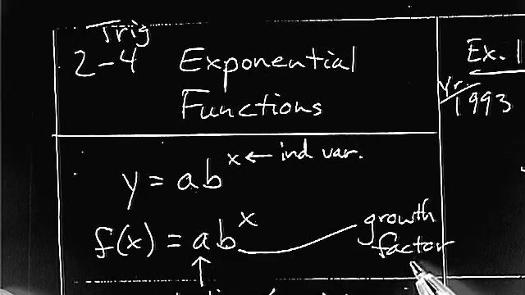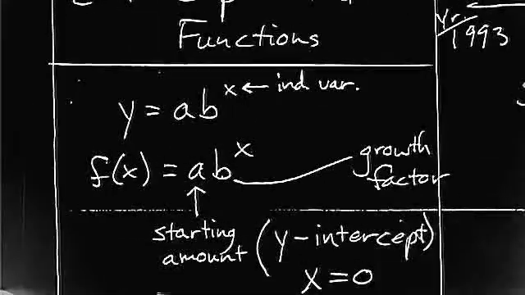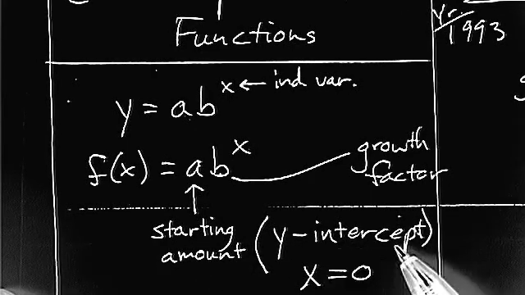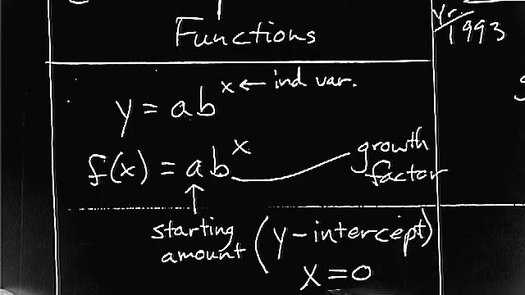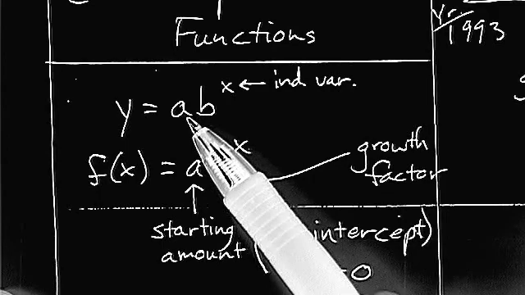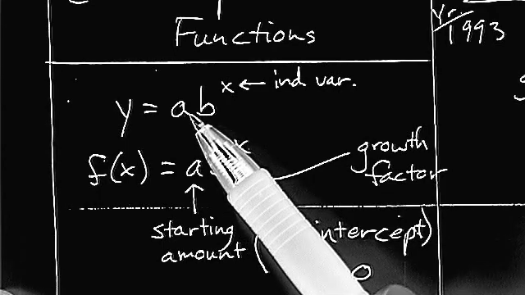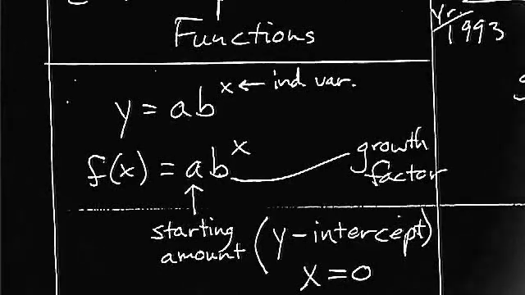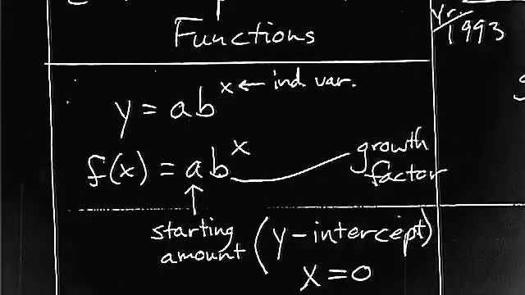B, we've always identified in Algebra 2 as the growth factor, whereas a can either be thought of as the starting amount if you're talking about a story problem, or the y-intercept. Remember, when x is 0, anything to the 0 power is 1, and then you'd just be left with a. Therefore, 0 for x and a for y would be the y-intercept, more commonly known.